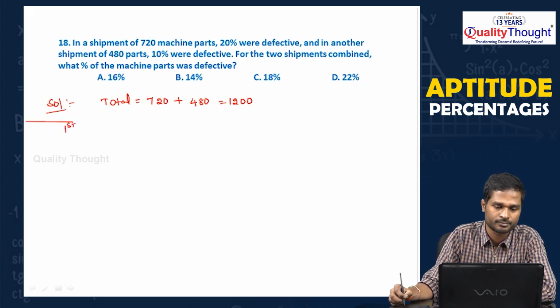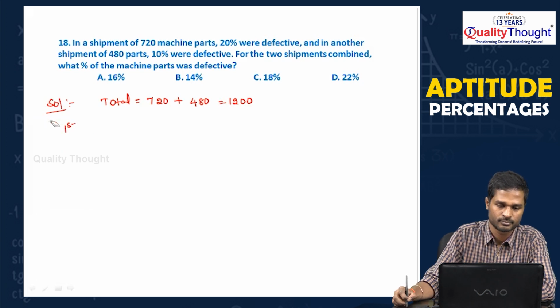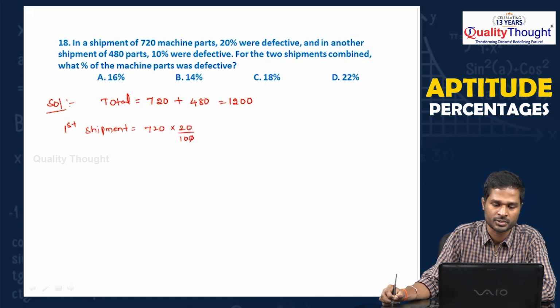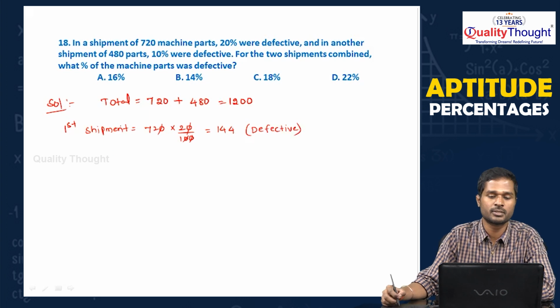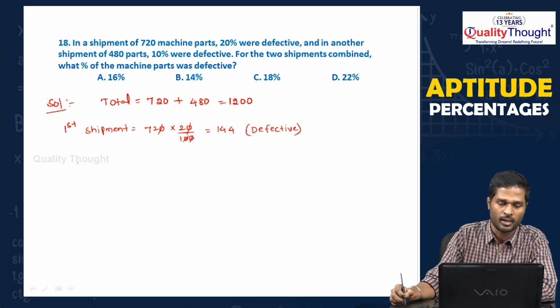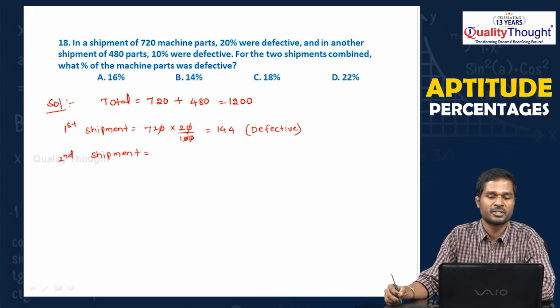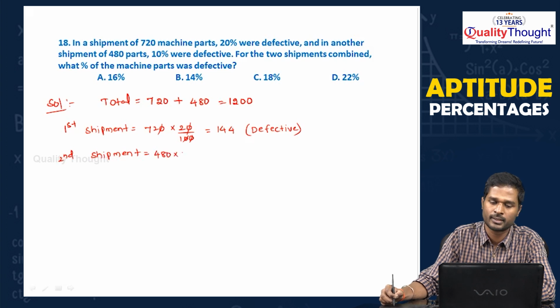So first shipment, out of the 720, 20% were defective. So 720 into 20%, cancel the things, which is 144 were defective. So from the first shipment, 144 machine parts are defective, and from the second shipment we have a total of 480. In this 480, 10% were defective. So cancel the things, it will be 48. So 48 are defective.